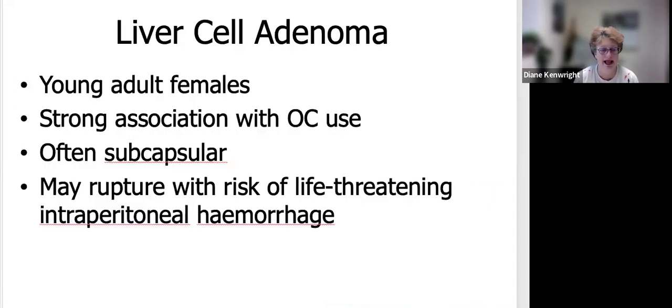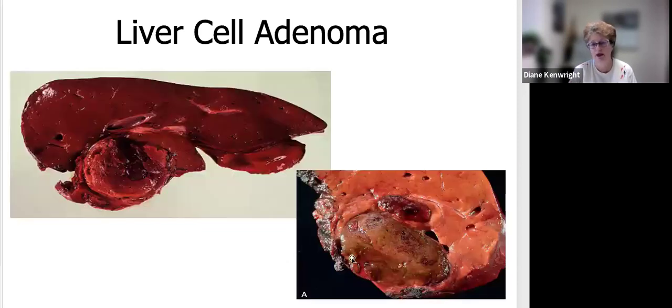Then we have liver cell adenoma. By its name, it implies that it is an overgrowth of liver parenchymal cells, and that's what it is. Often seen in young women on oral contraceptives. The problem is that they can rupture with life-threatening intraperitoneal hemorrhage. This particularly happens during pregnancy. This is what they look like, this kind of nondescript brown nodule that exists in the liver. And they're also found in men who take steroids for bodybuilding.